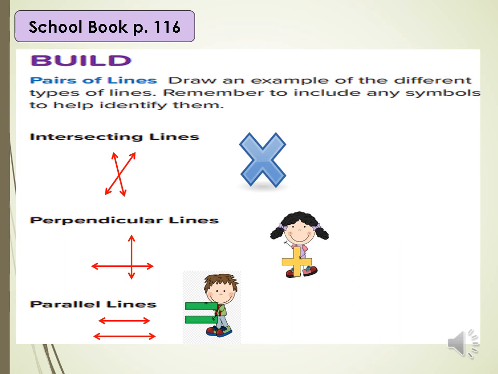Second type is perpendicular lines. The perpendicular lines have only one common point and make four square corners or four right angles, like a plus sign. Last one, parallel lines. Parallel lines have no intersection point, like an equal sign.